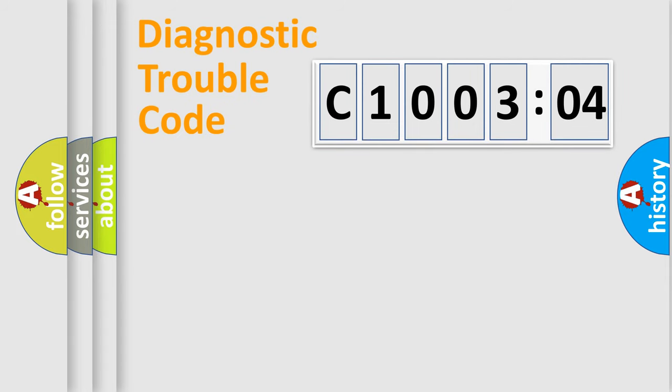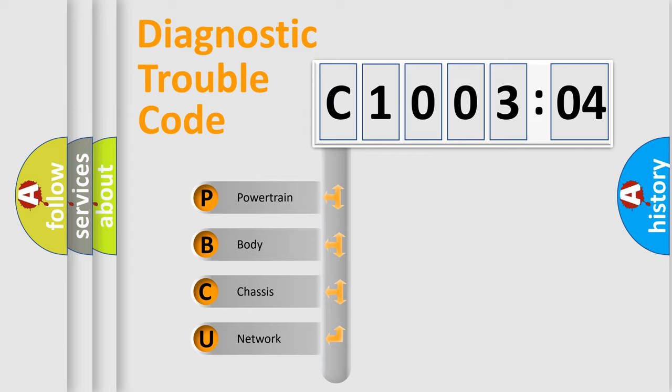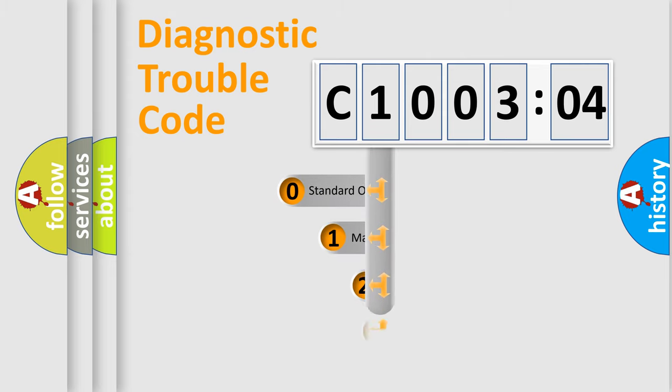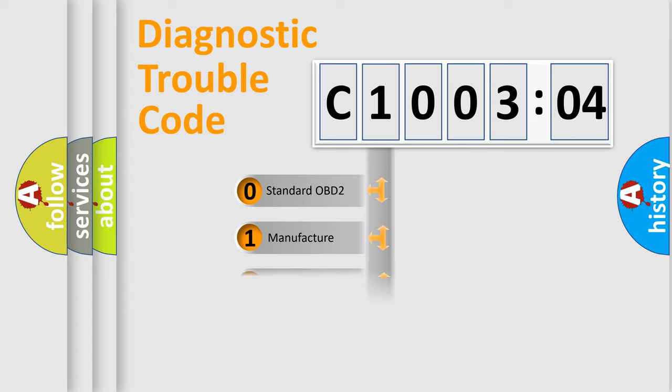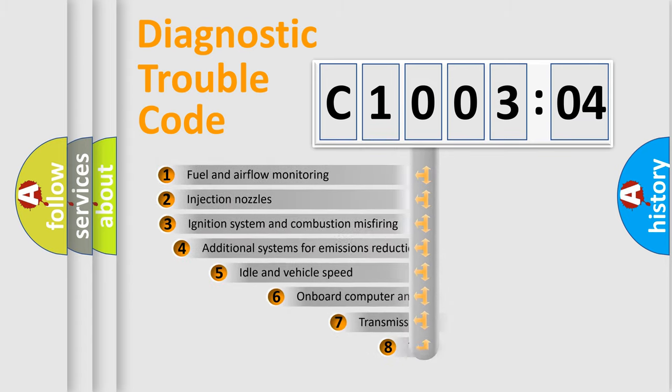Let's do this. First, let's look at the history of diagnostic fault code composition according to the OBD2 protocol, which is unified for all automakers since 2000. We divide the electric system of an automobile into the four basic units: powertrain, body, chassis, network. This distribution is defined in the first character code. If the second character is expressed as zero, it is a standardized error. In the case of numbers 1, 2, 3, it is a more specific expression of a car-specific error.